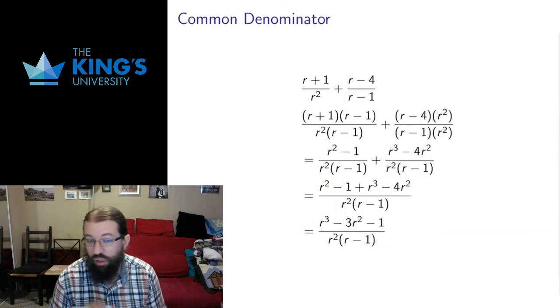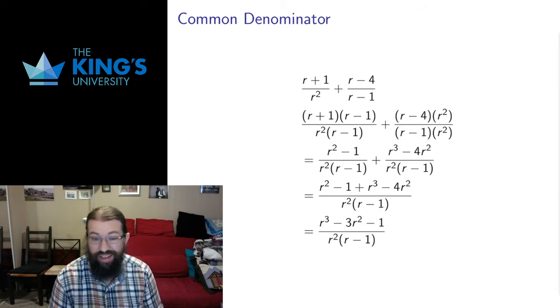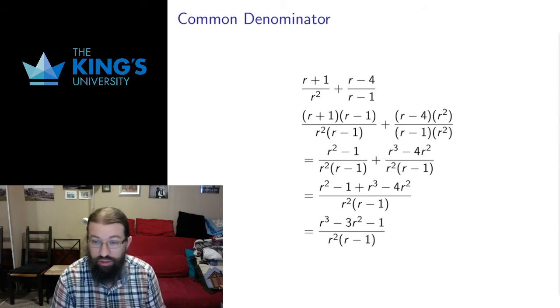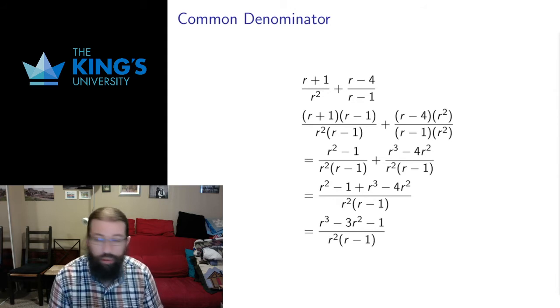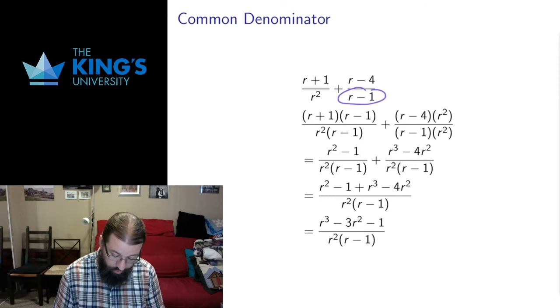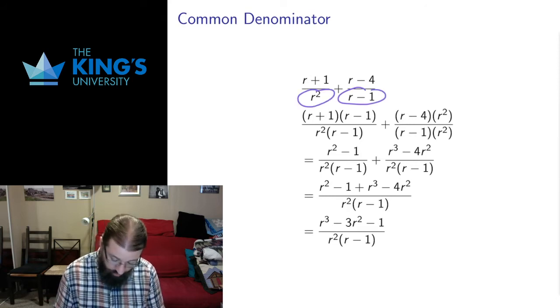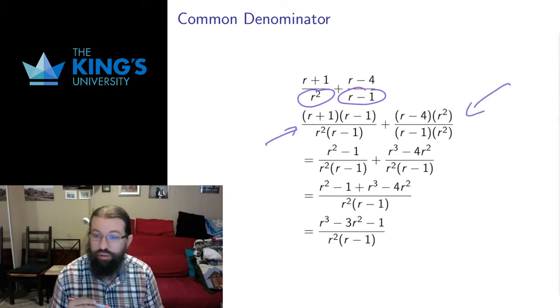Addition and subtraction, like with fractions for numbers, is about common denominator. It's just more complicated now because the common denominators can involve expressions with variables. The basic algorithm that I taught you previously of multiplying each fraction by the denominator of the other fraction still works. That's always going to work. So in this case, I multiply the first fraction by the denominator of the second, and the second fraction by the denominator of the first.